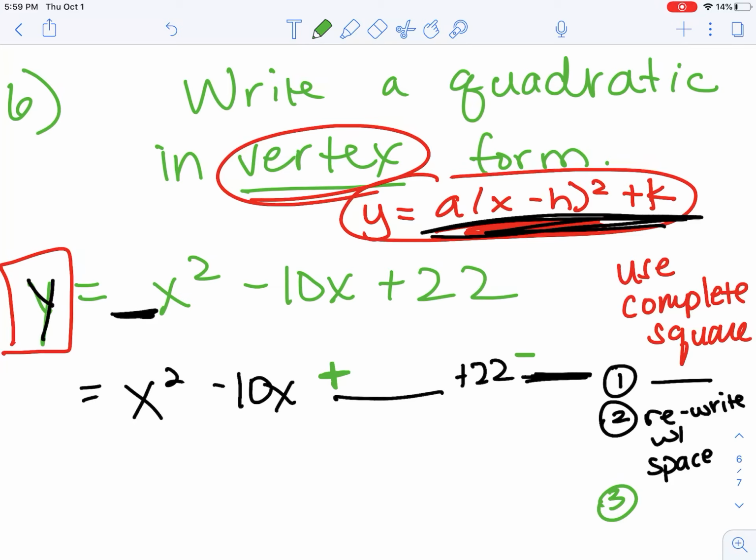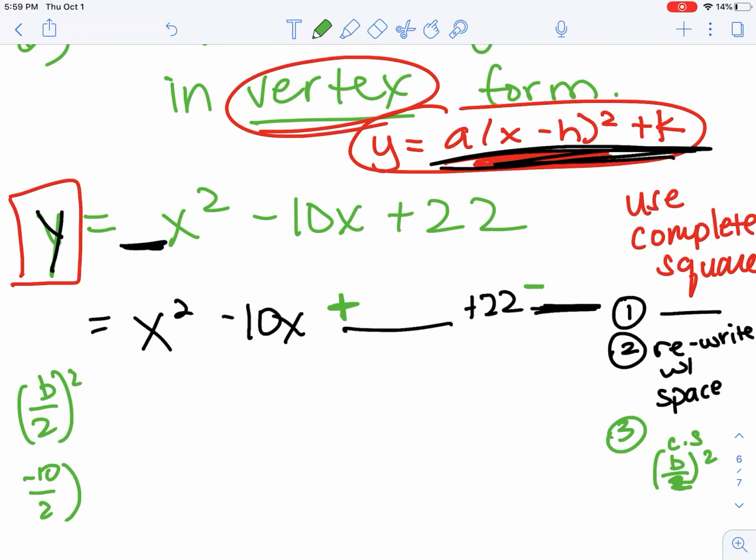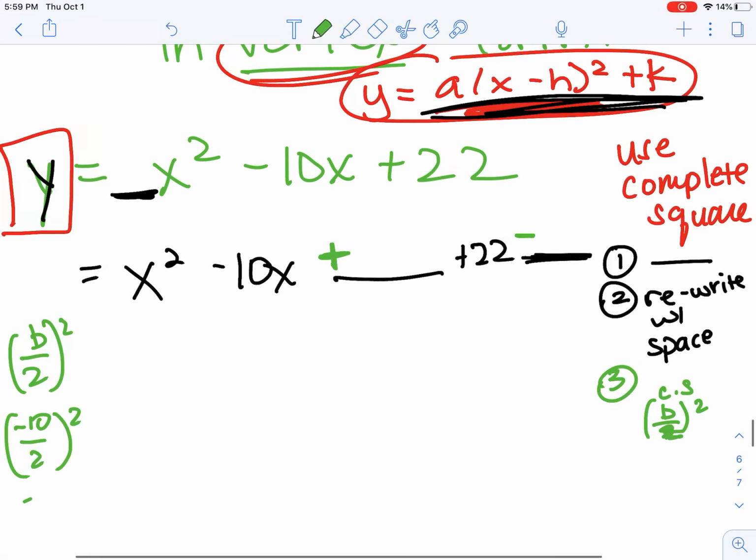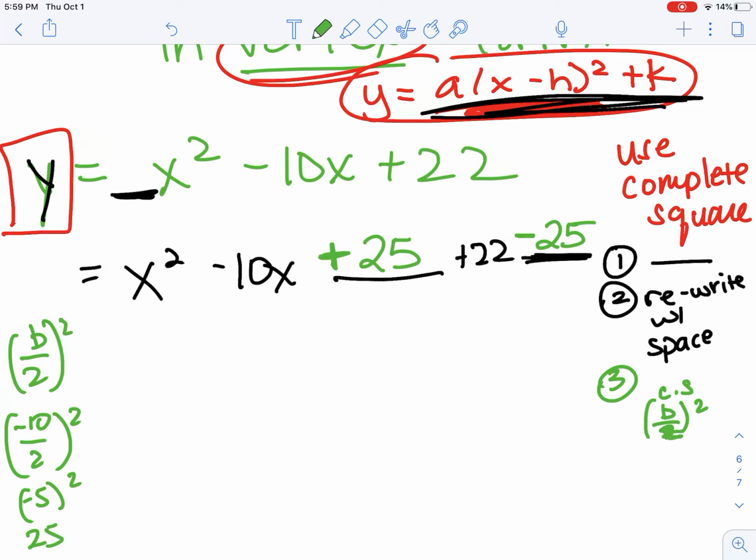Step 3, we're going to fill the spaces with the completing the square step of b over 2 squared, okay? And here we go, b over 2 squared is going to be negative 10 over 2 squared, which is negative 5 squared, which is 25. So we're adding 25 here, and we're subtracting 25 on the same side to keep it balanced.